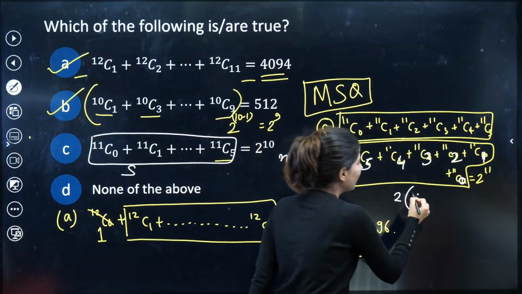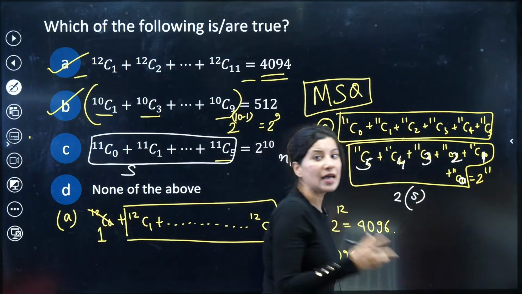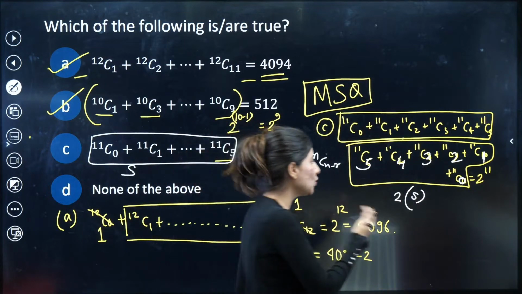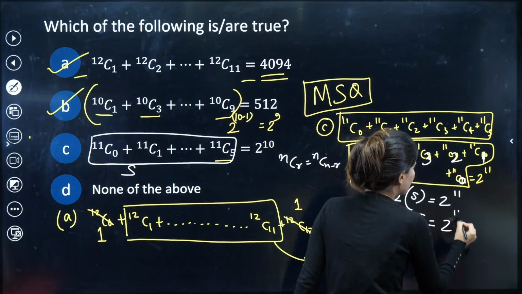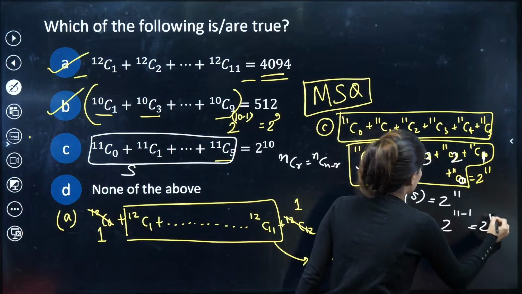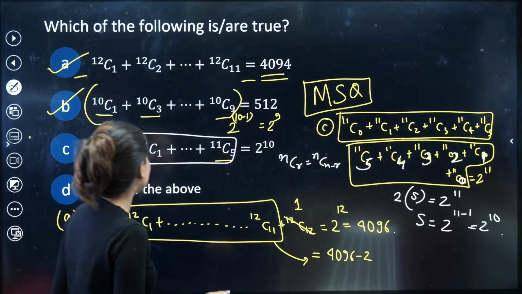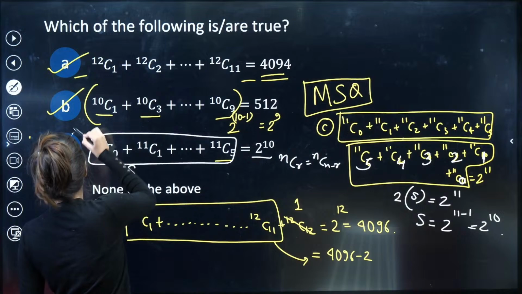So twice of S. This is S. Right? I am getting 2 sets of all the terms. 2S is equal to 2 raised to power 11. So S will be 2 raised to power 11 minus 1, 2 raised to power 10. And 2 raised to power 10 is, yes, option C is also right.